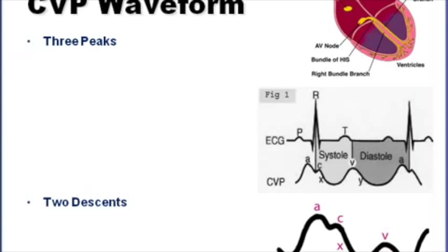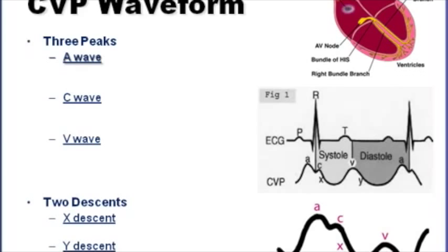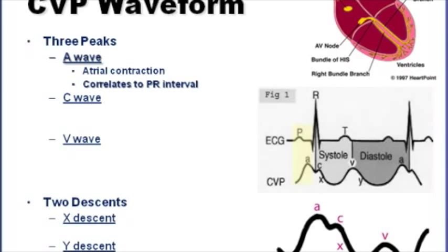All right, let's talk about the components of the CVP waveform. There's three peaks, the A, the C, and the V wave. And then there's two descents, which are the X and the Y descents. All right, so the one that we really want to pay attention to and be able to recognize is the A wave. The A wave represents atrial contraction, and you need to have the EKG above or below it so that you can see where the A wave falls in relationship to the QRS complex. So the A wave corresponds to the PR interval.